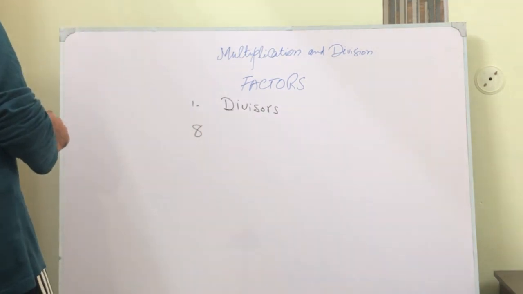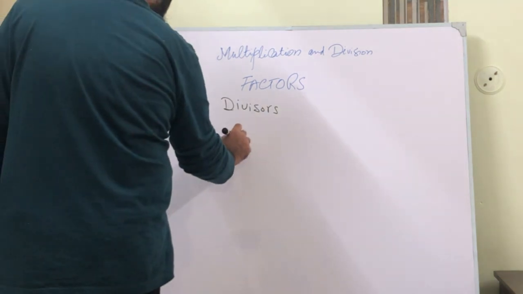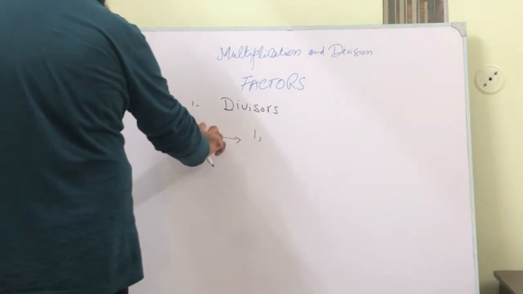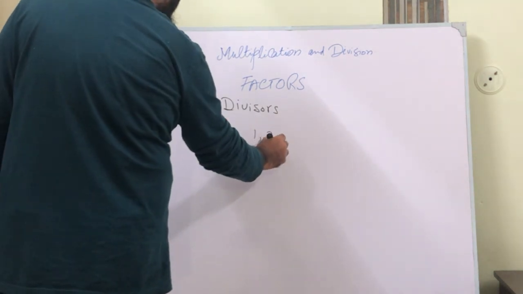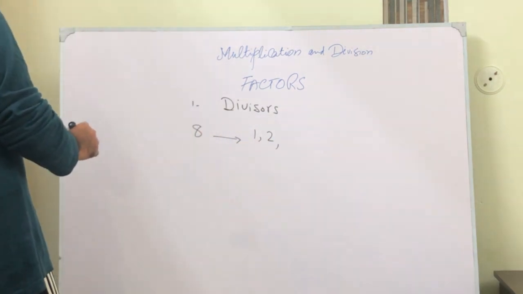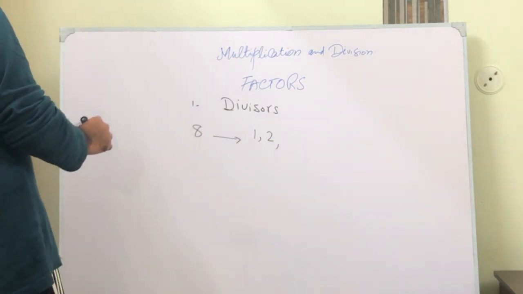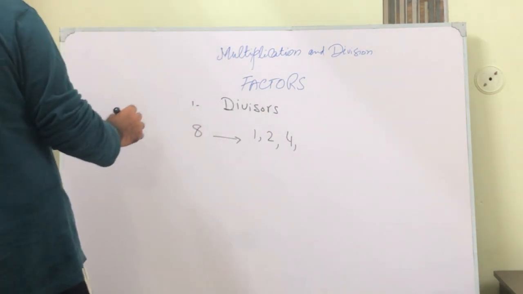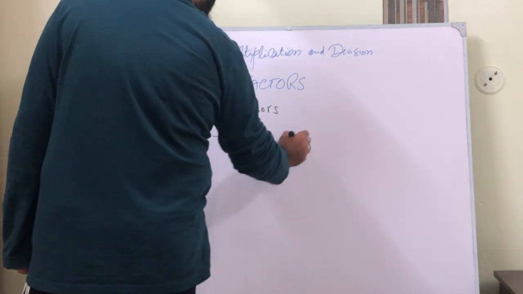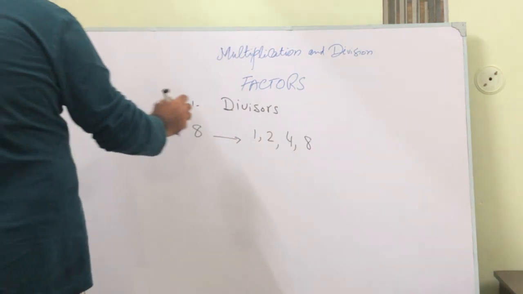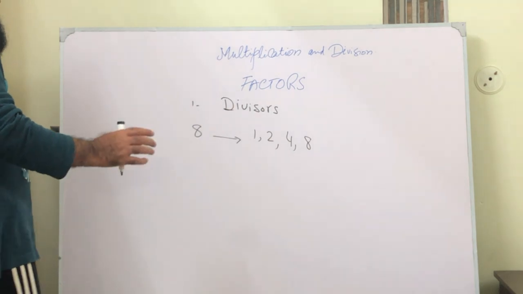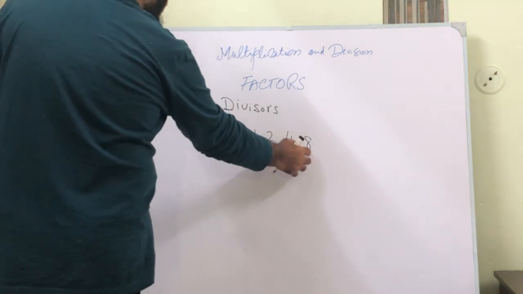We can divide this number with 1. We can divide this number on the table of 2. 2 4s are 8. We can divide this number by number 4. 4 2s are 8. We can divide this number by number 8. 8 1s are 8. So the divisors where we have the remainder 0, these are called factors.